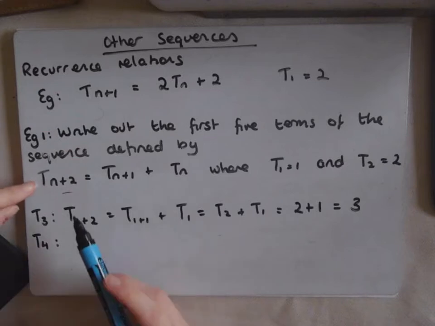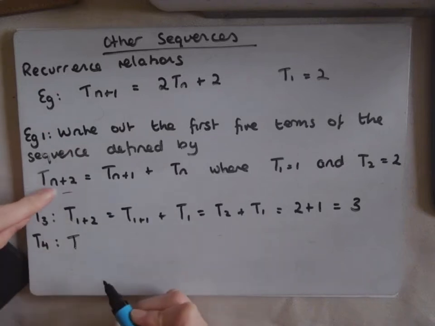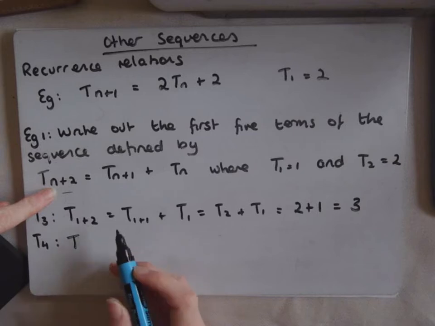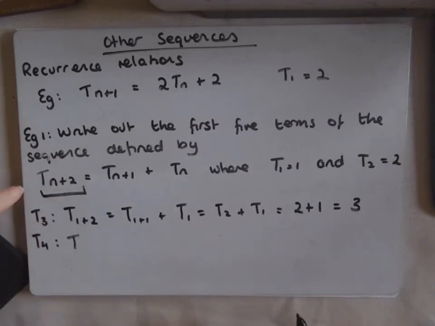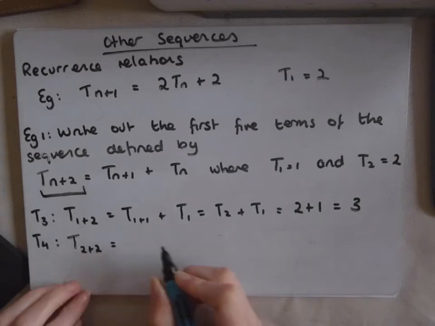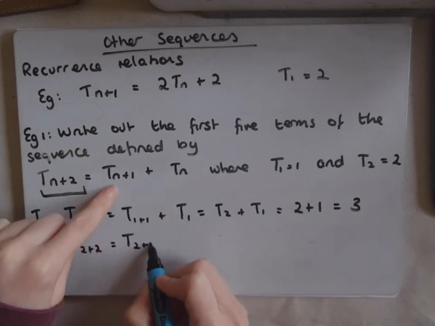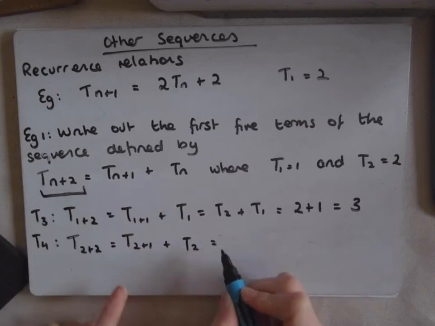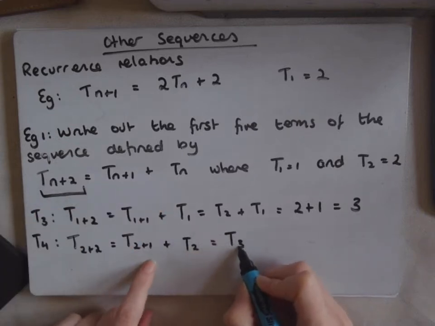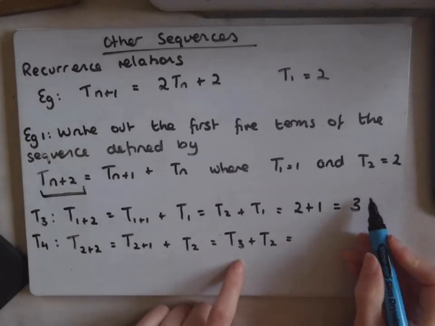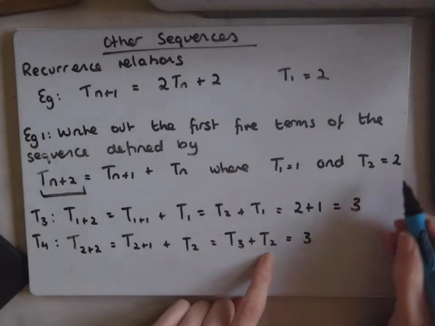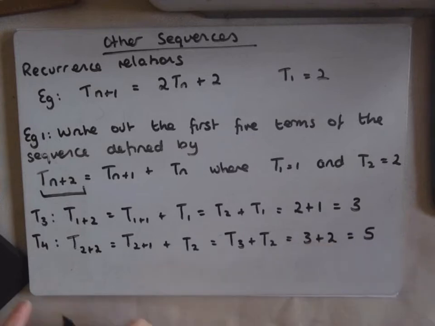Now if I want t4, what's n? So this bit here needs to be t of 4. So what does n become? 2. Yeah, lovely. So that's 2 plus 2. And here I have t of 2 plus 1 plus t of 2. So that's telling me I need t3 plus t2. t3 we just found out is 3, and t2 is 2, so that's 5.